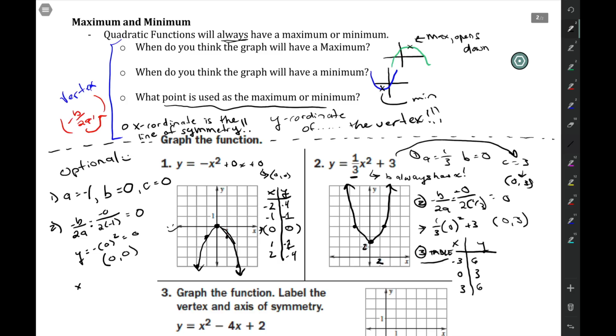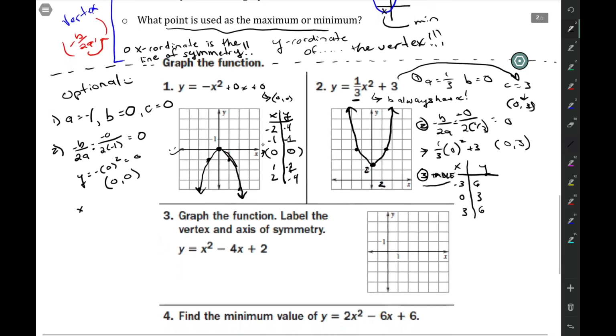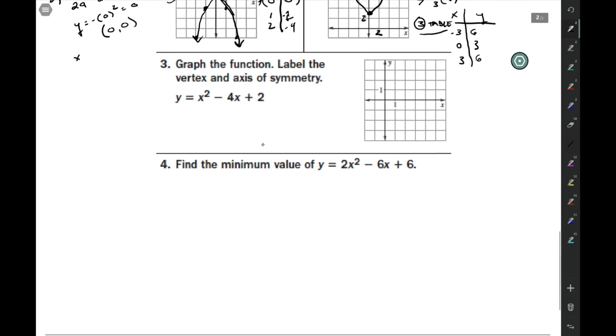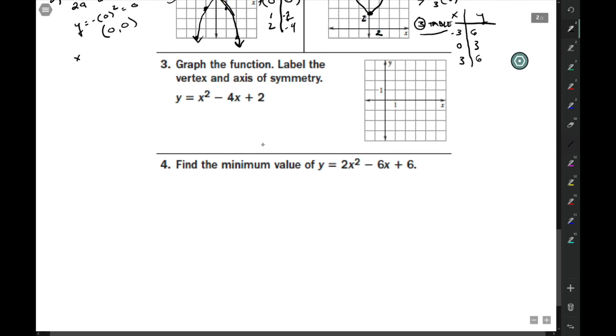Last one here, last two, sorry. Graph the function, label the vertex and axis of symmetry. Something a little bit new, not hard. Again, you should recognize A, B, and C. A is 1, B is -4, C is 2, meaning right off the bat, 0, 2 is on our graph. Down over 0, up 2.